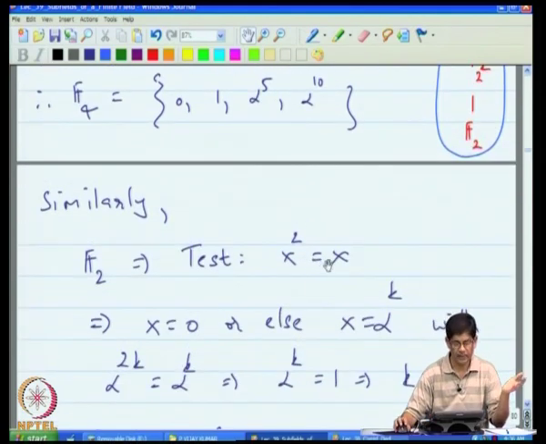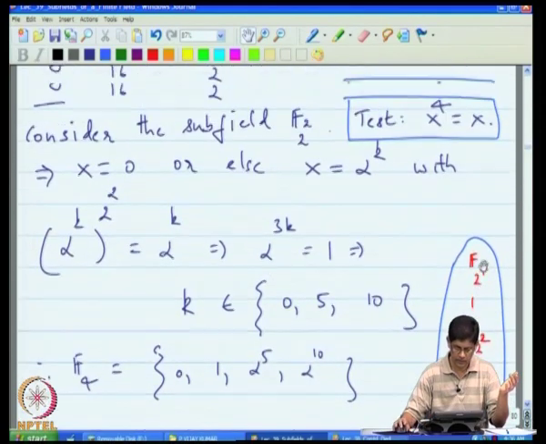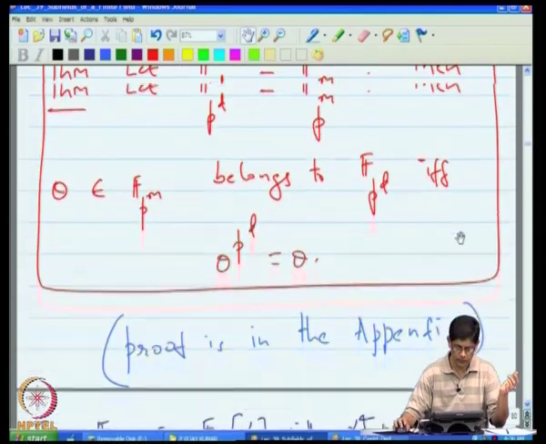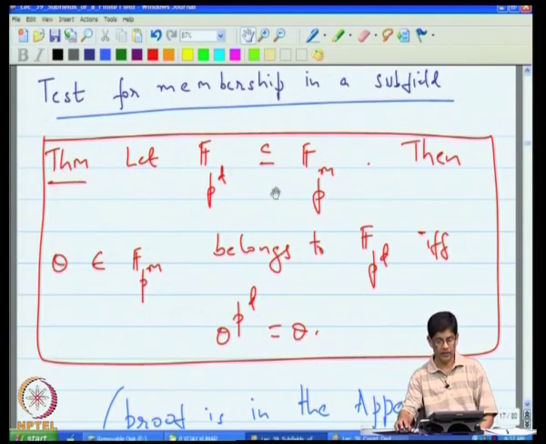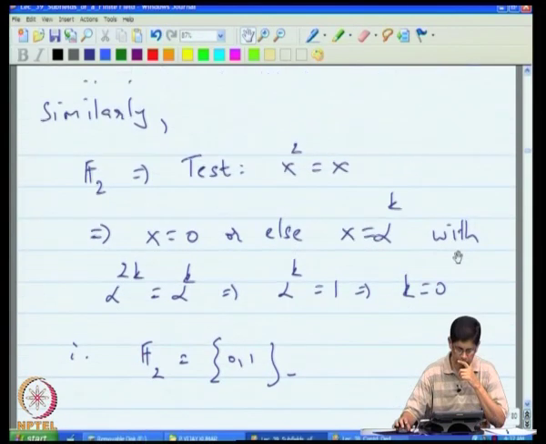Again you apply the same rule, because this holds for all these cases. It says that all that you need to check is that this exponent d divides this exponent m.